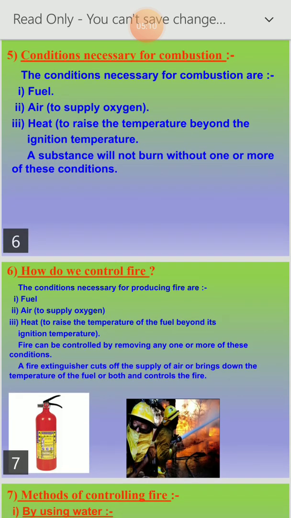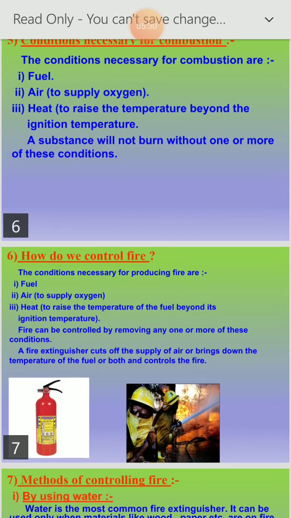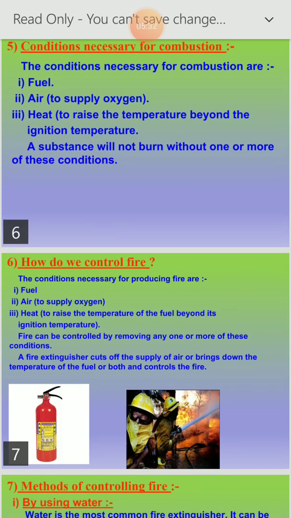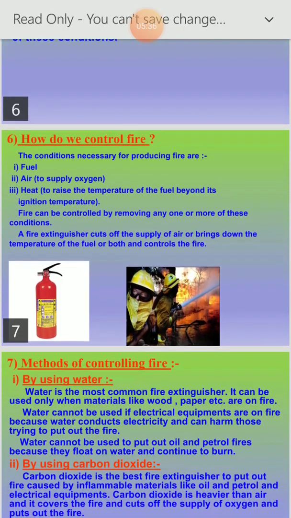A fire extinguisher cuts off the supply of air or brings down the temperature. So how does a fire extinguisher control the fire? It cuts off the supply of air or brings down the temperature of the fuel or both, and thus it controls the fire. We can control fire by different methods.